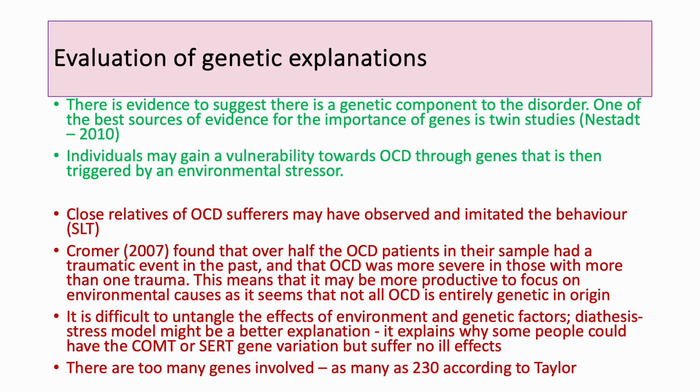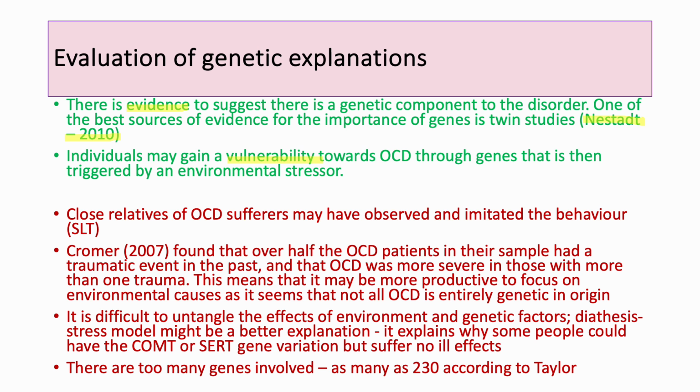Okay, so your strengths here are evidence. The twin studies that we've just looked at, the 68% compared to 31%, is evidence for the genetic element of OCD. And also the evidence that shows that there must be a genetic vulnerability towards OCD because of those specific candidate genes that have been identified.